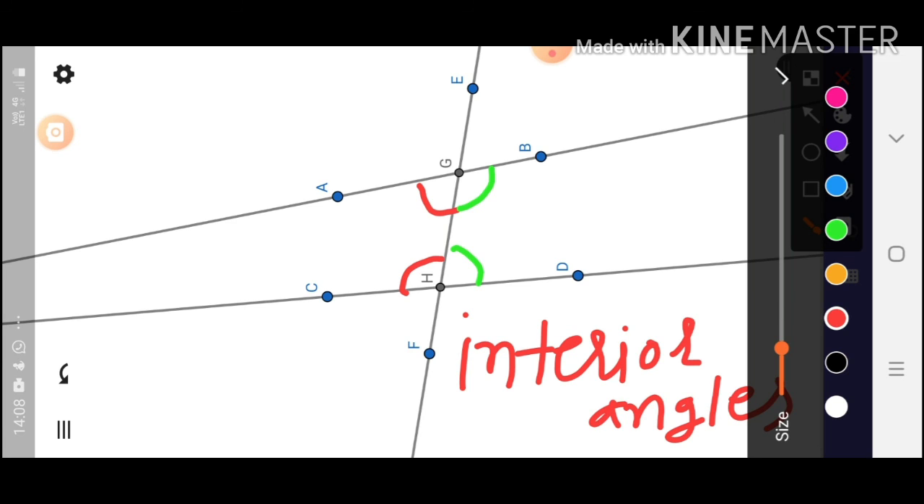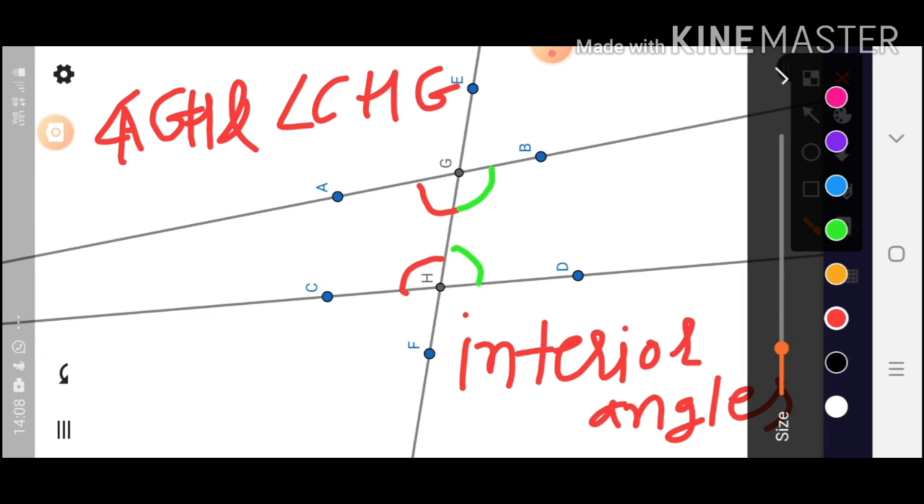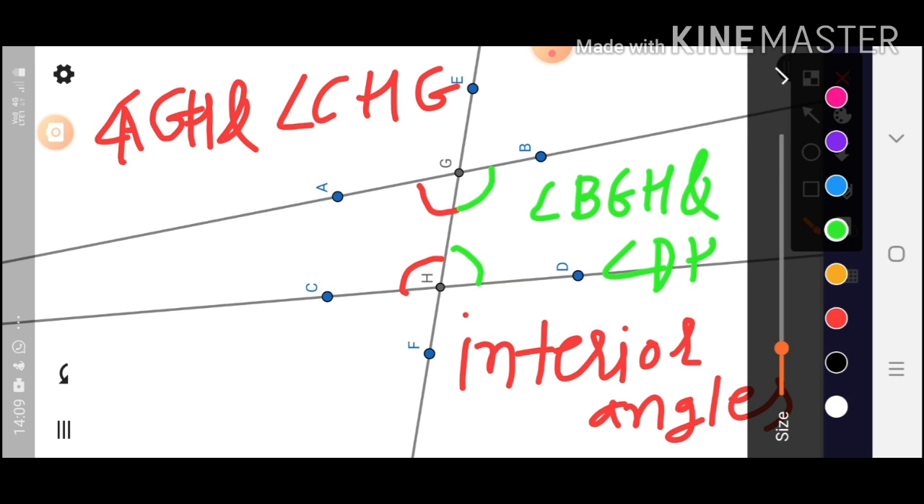One pair is angle AGH and angle CHG, which are interior angle pairs, and another pair is angle BGH and angle DHG. These two pairs are interior angle pairs.